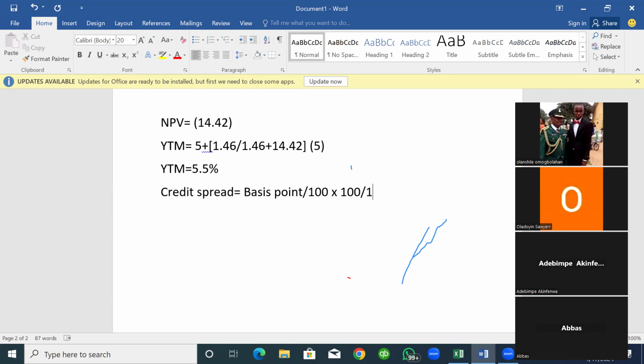Okay. I will explain something about credit rating, then I will now use this credit spread. You can have 5 basis points, you can get 7 basis points, you can get 100 basis points. Let me tell you something.